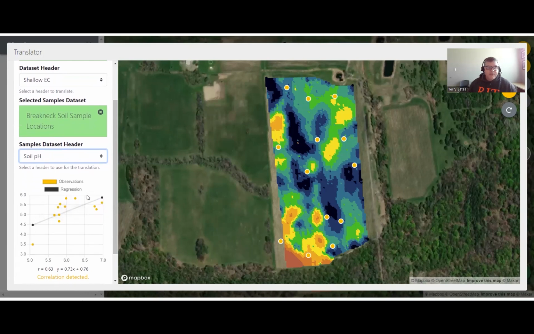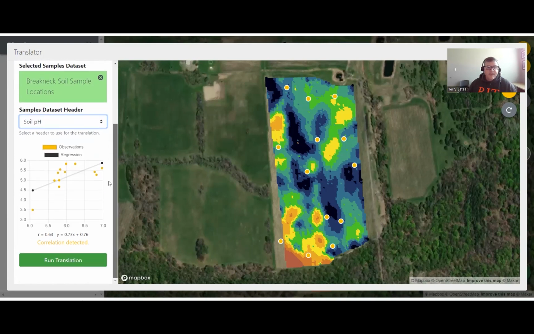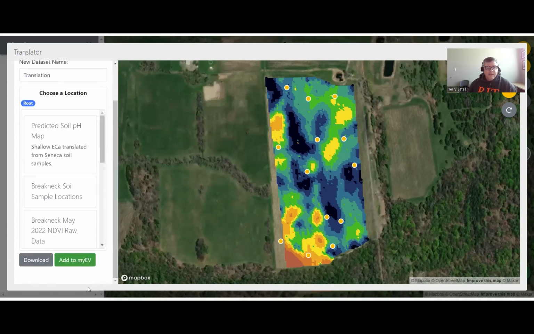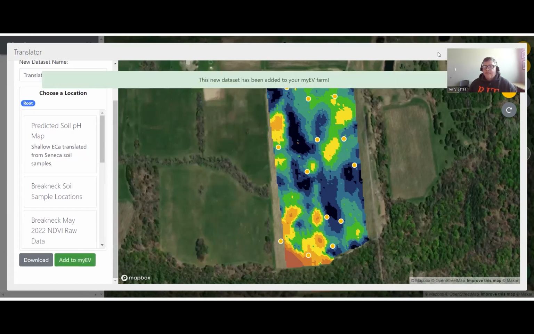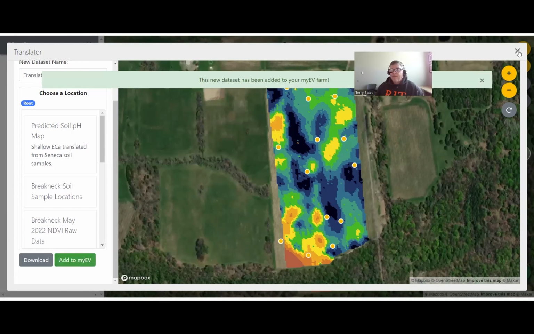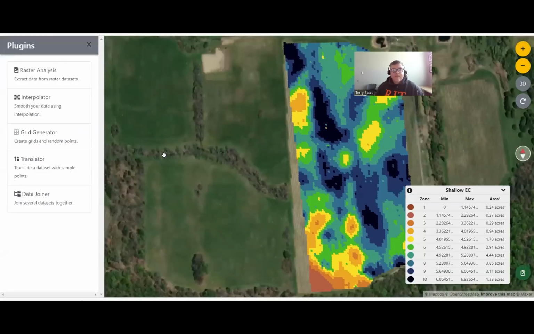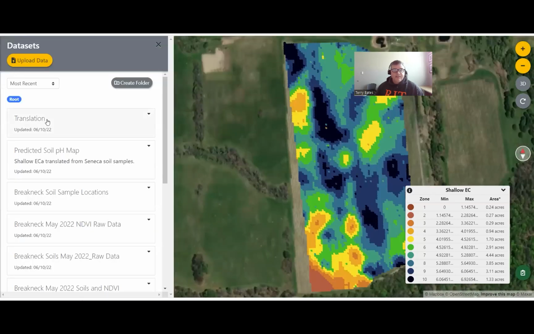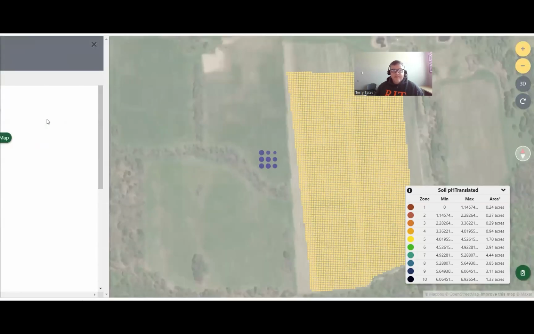Okay, so I see this relationship. I want to translate the shallow EC into a soil pH, a spatial soil pH map. I hit run the translation, and it does it. And I add it to my EV. Added it here. Here's our translated map.